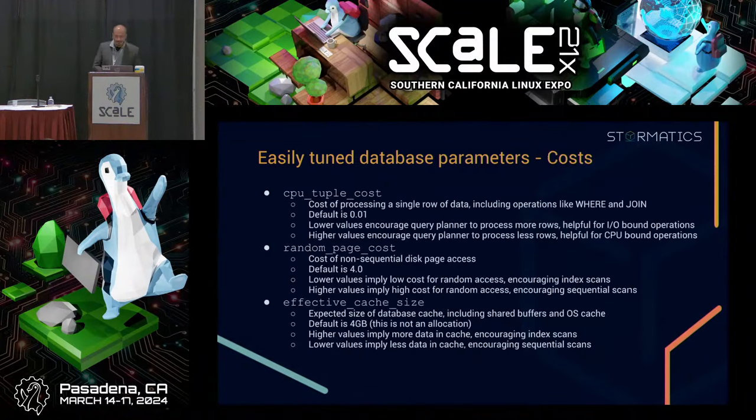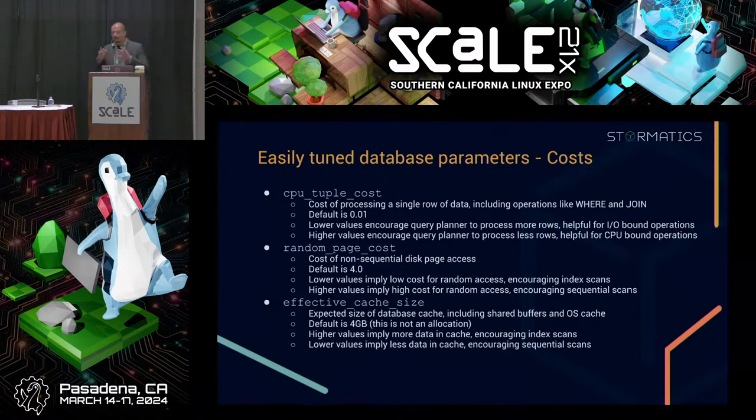available in your system. Three examples of parameters that define the costs for the query planner. The first one is CPU tuple cost, and essentially it defines the cost of processing a single row of data. And this includes the wheres and joins involved. The default is 0.01. And a lower value indicates that the cost of processing a row is very, very low, which encourages the query planner to process more rows together. And it's helpful for I/O bound operations where the bottleneck is actually disk I/O, not CPU. So CPU is used more in case the CPU tuple cost is low. In case the CPU tuple cost is high, the query planner tries to use fewer rows in memory, and it tends to be more I/O oriented.